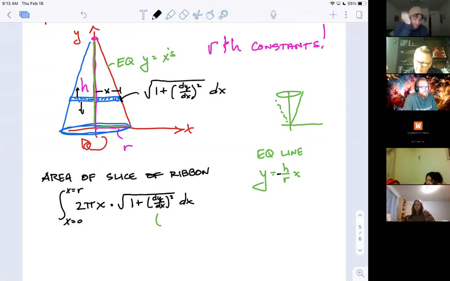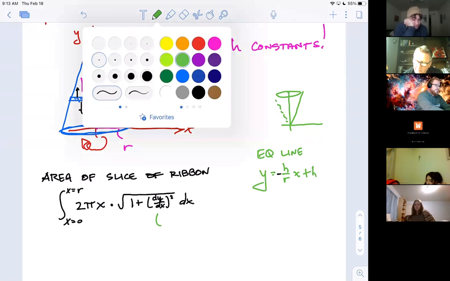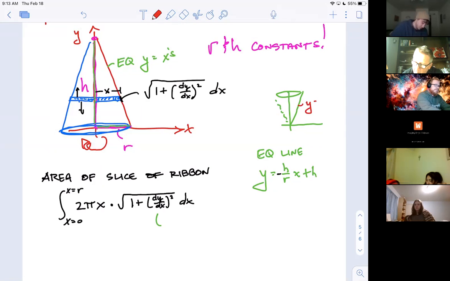And then what else is missing from my equation is the y-intercept. What's the y-intercept? You can tell me that just by looking at the picture. H. Notice this equation over here would have been y equals r over h x plus nothing. So that would have been a much easier equation. I'm a little worried that that might have made my life easier, but let's just see what happens.